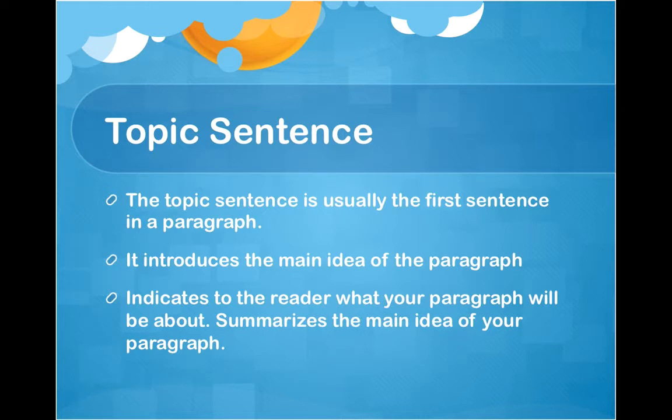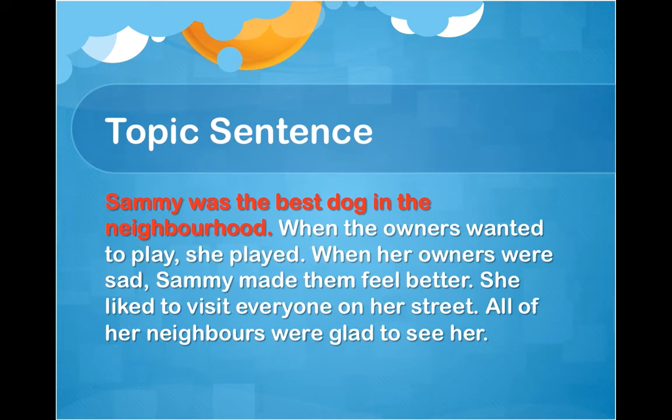So that's what people are going to be looking for. What is this paragraph about? Well, you'll find it in the first sentence, and that's the one idea we're going to focus on for the paragraph. So you'll see here in this paragraph, Sammy was the best dog in the neighborhood. Now that's the main idea. This paragraph is about Sammy and how Sammy's the best dog. And that's the whole focus. We're not going to talk about necessarily what Sammy likes to eat, unless of course that makes Sammy the best dog in the neighborhood, if that was an interesting fact.